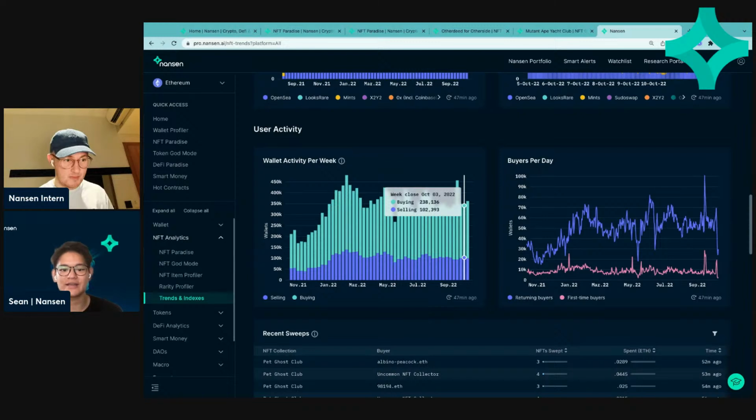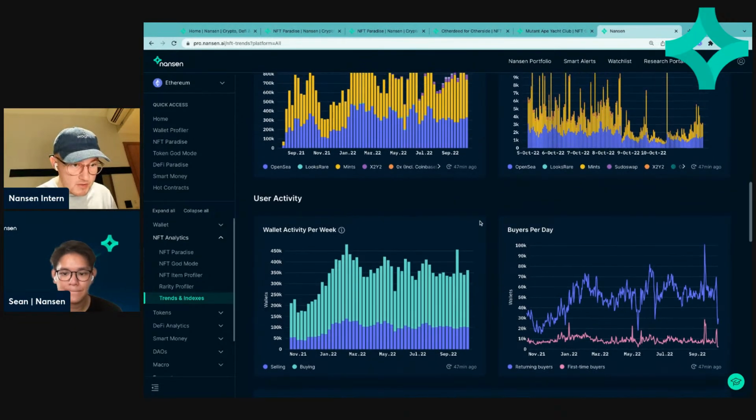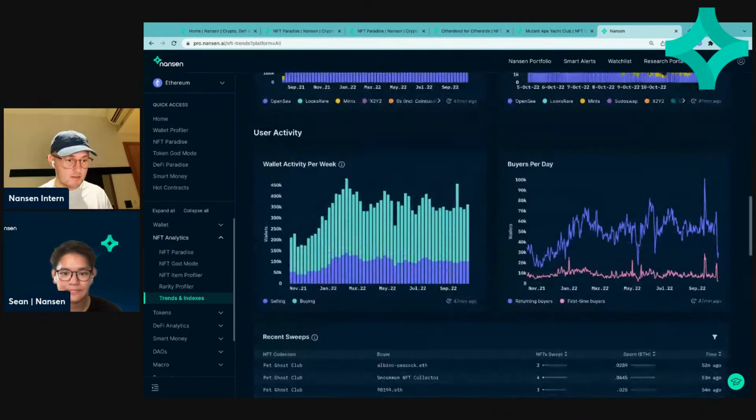I think it's also nice, if you're starting to see more buyers, more buying compared to selling, it also shows more of the collection having exposure in different wallets, right? Because you have multiple different wallet entities buying from the same seller, and that's why you have more buying compared to selling wallets. Yeah, definitely. Okay, have we looked at the indexes yet?